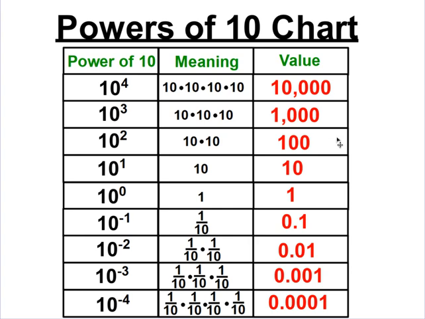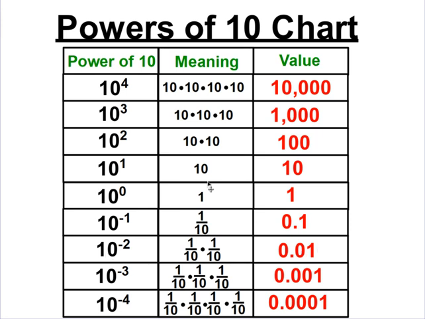So here's a chart you can use to take a look at and reference as you solve some problems if you're having trouble. One thing I want you to notice is the relationship that some of these have. 10 to the first power is 10. 10 to the negative first power is 1/10. 10 to the second power is 100. 10 to the negative second power is 1/100th.